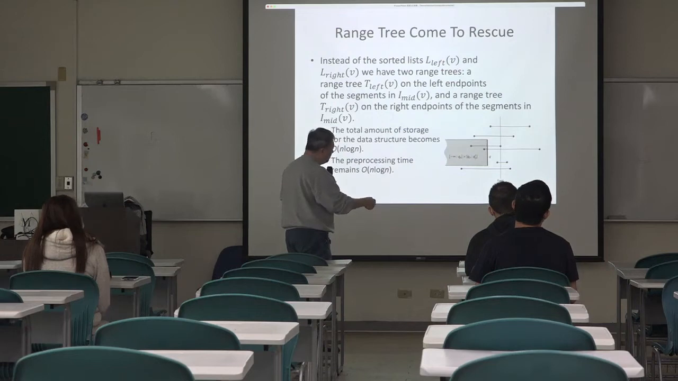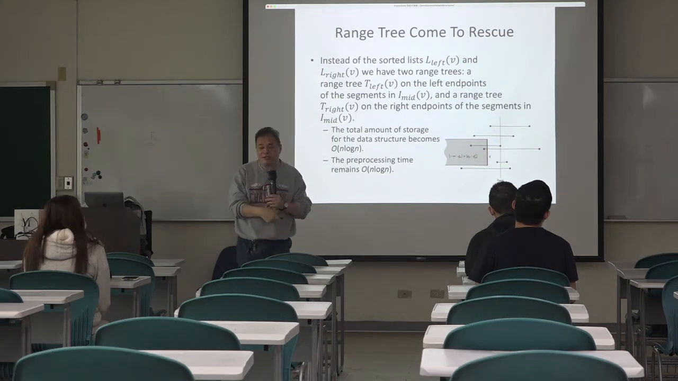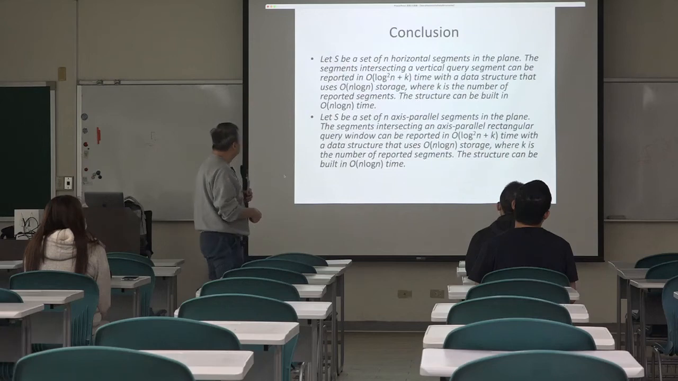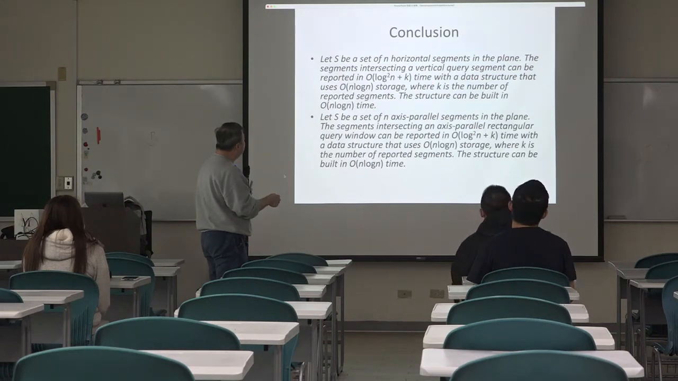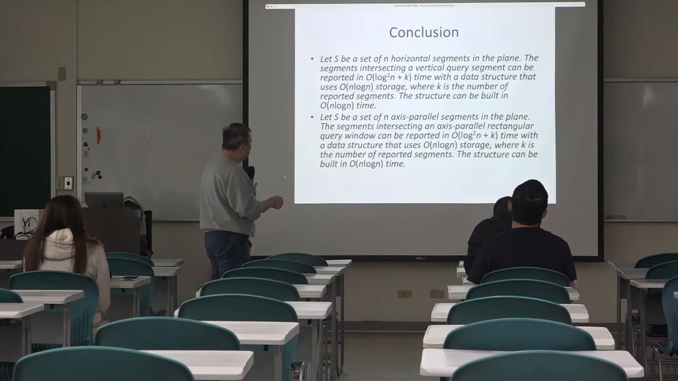Because for a window query, this area is not in the window. This is actually outside the window. So, let S be a set of n horizontal segments in the plane. The segments intersecting a vertical query segment can be reported in O(log² n + k) time with a data structure that uses n log n storage, where k is the number of reported segments. The structure can be built in n log n time.